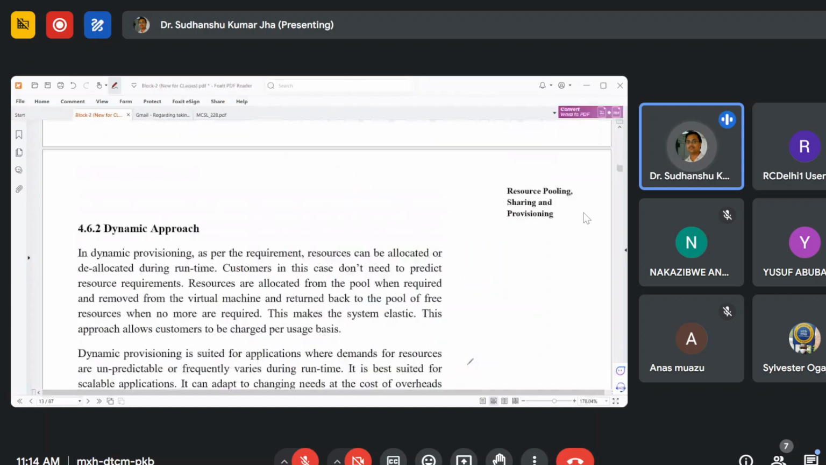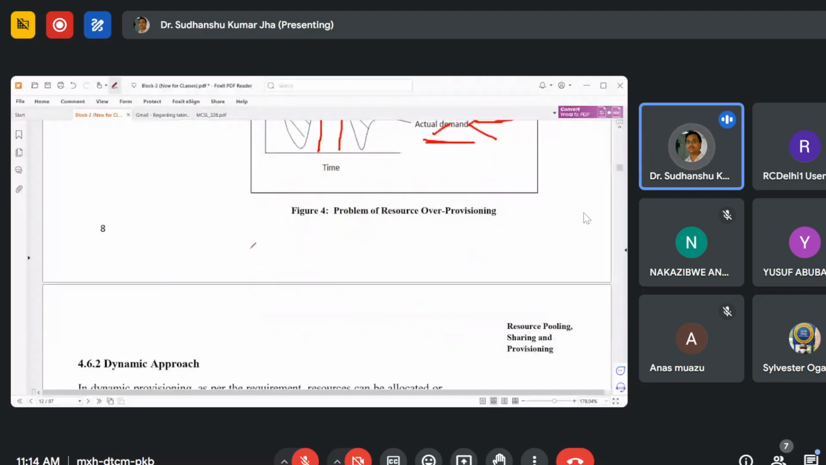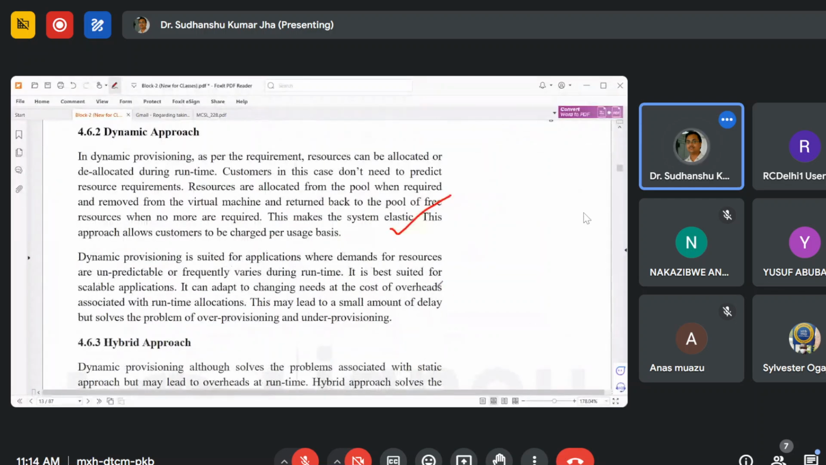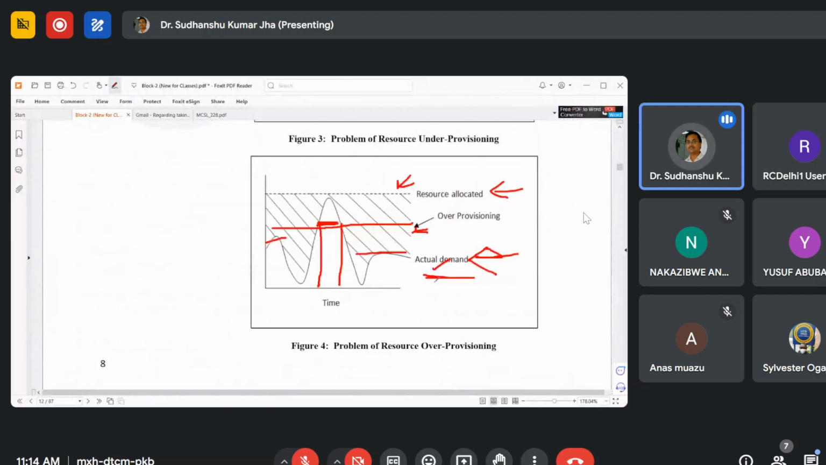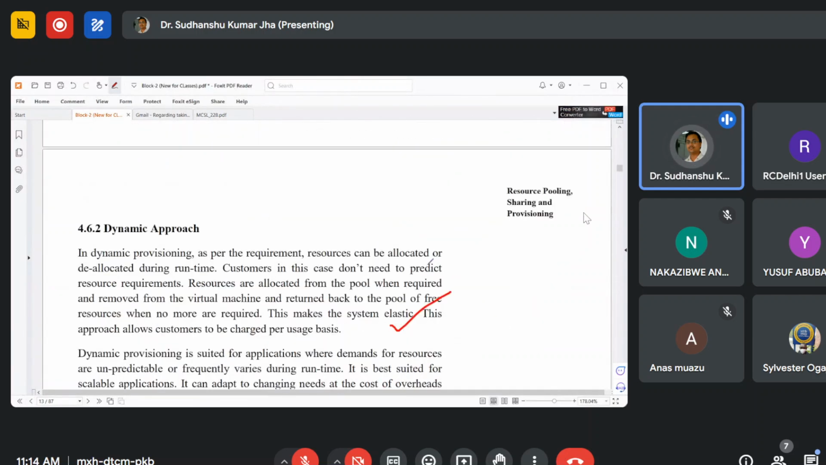so obviously the static approach has its own advantages and disadvantages, and the dynamic approach has its own set of advantages and disadvantages. Completely, either the under provisioning or the over provisioning cannot be eliminated. You have to bear with that. So the other approach we have is the dynamic approach.